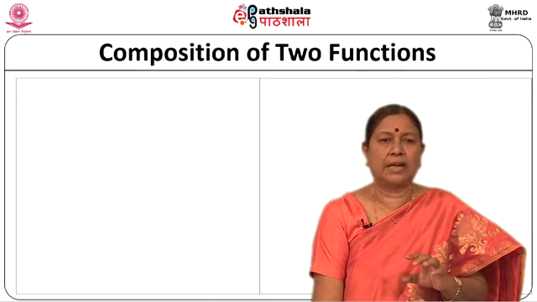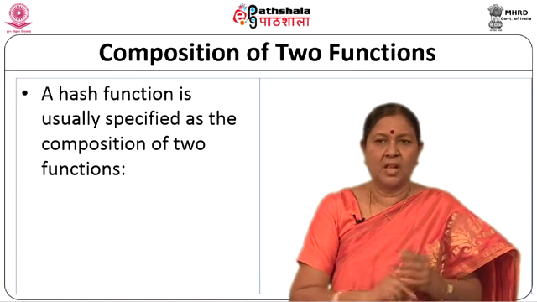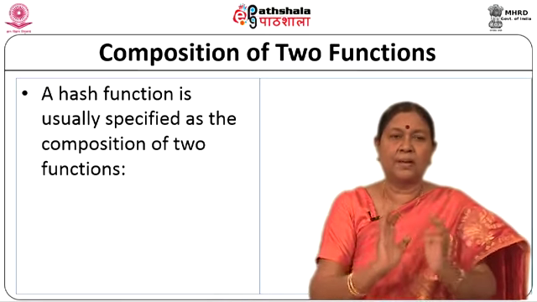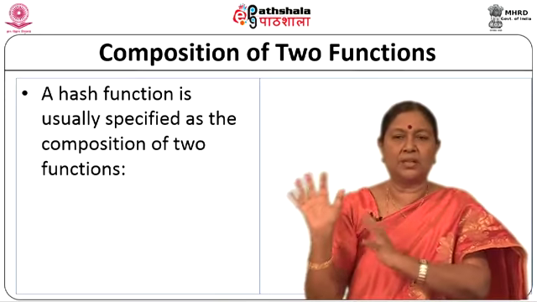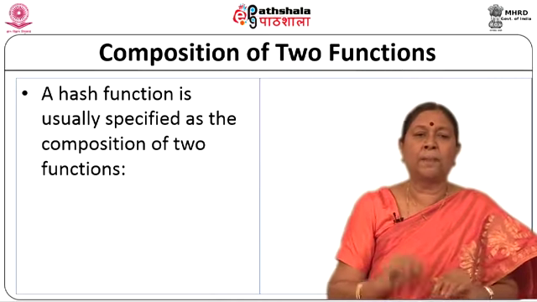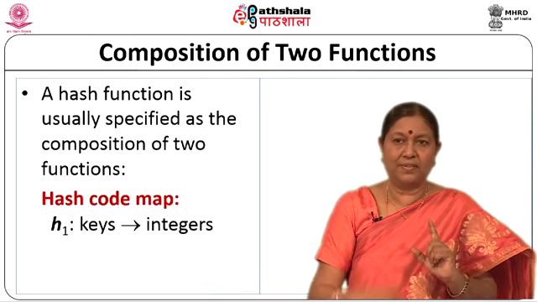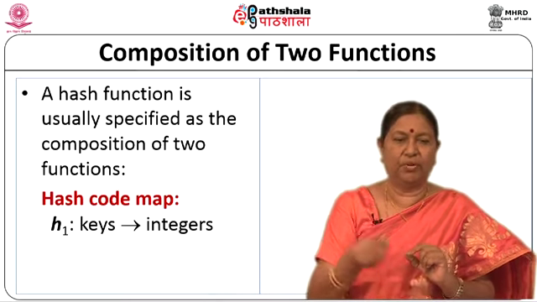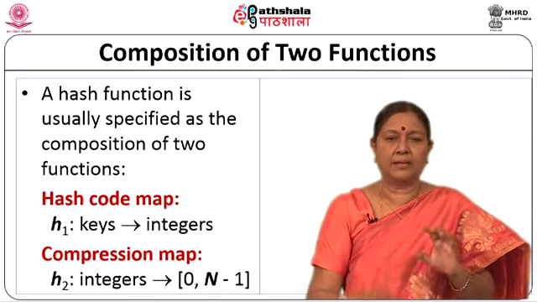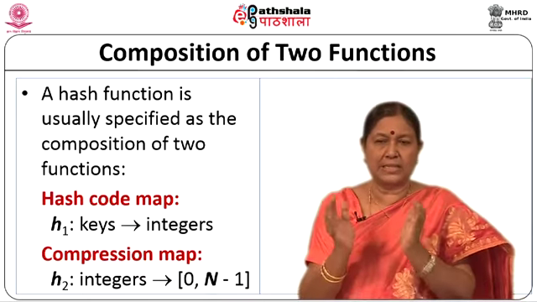Now, as we already told you, a hash function is usually specified as the composition of two functions. Previously we just spoke about a hash function, we did not say how it is composed. Given a key, finally we want an index into the hash table, to find the location of the key in the hash table. A hash function is usually specified as a composition of two functions. One is the hash code map, which we spoke about before, which is H1, which maps the keys to integers, and the compression map, which is H2, which maps these integers into 0 to m minus 1, that is the size of the hash table.